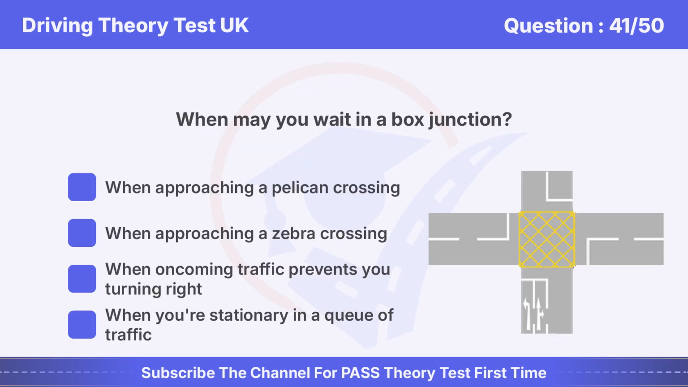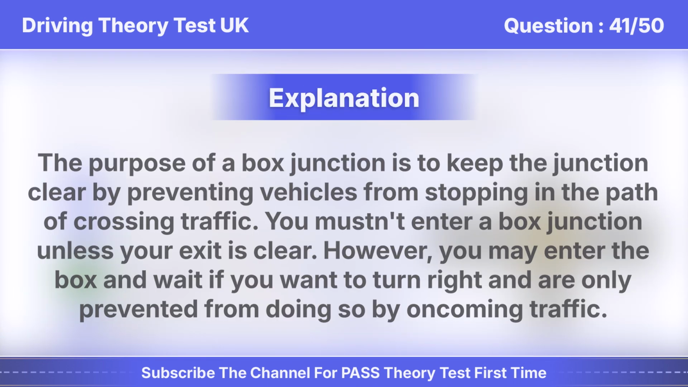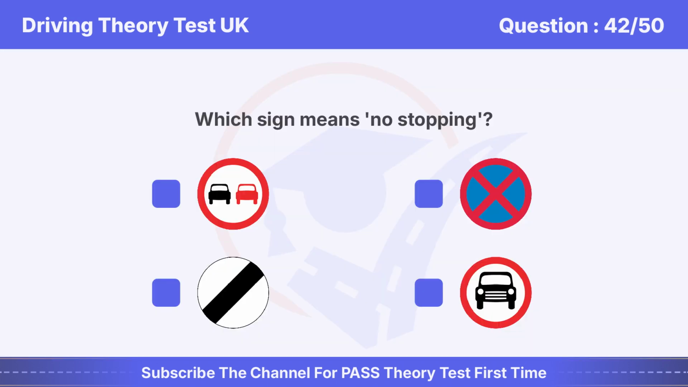Question 41. When may you wait in a box junction? Answer is C. When oncoming traffic prevents you turning right. The purpose of a box junction is to keep the junction clear by preventing vehicles from stopping in the path of crossing traffic. You mustn't enter a box junction unless your exit is clear. However, you may enter the box and wait if you want to turn right and are only prevented from doing so by oncoming traffic.